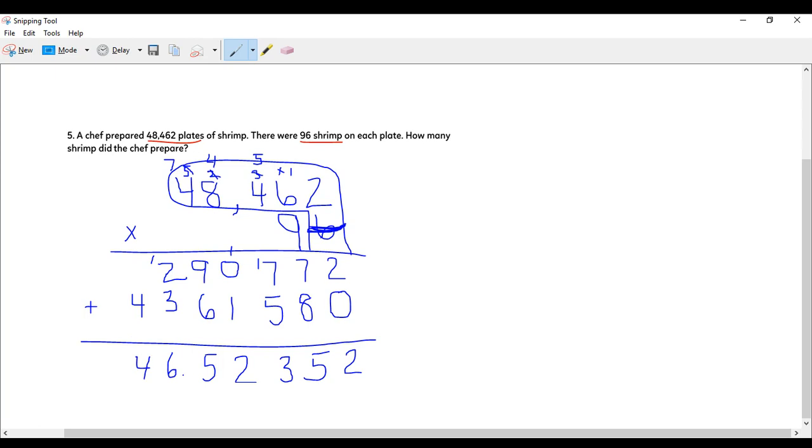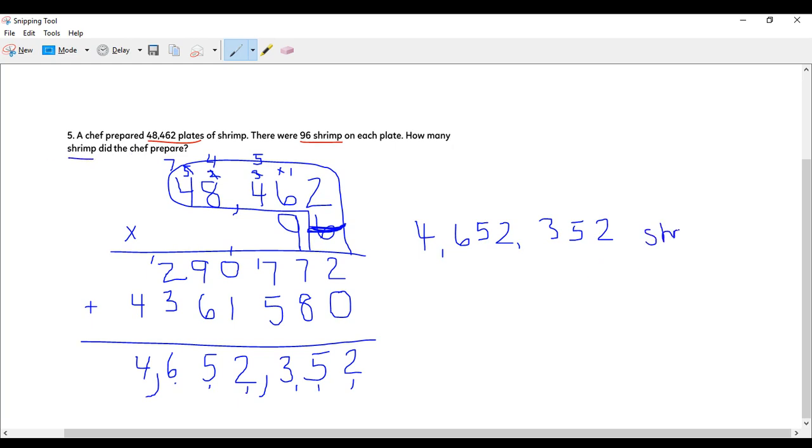Okay, we've got a long number here, 4652352. I need to put my commas in. 1, 2, 3, comma. Notice I count from the right 3 digits, and I put a comma. 1, 2, 3, comma. So we've got 4,652,352. And our units, how many shrimp did the chef prepare?